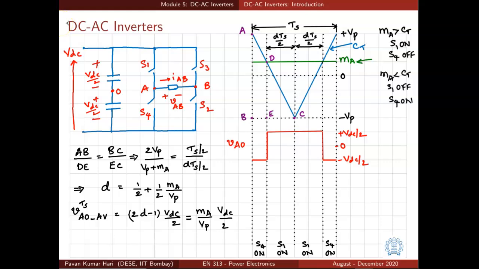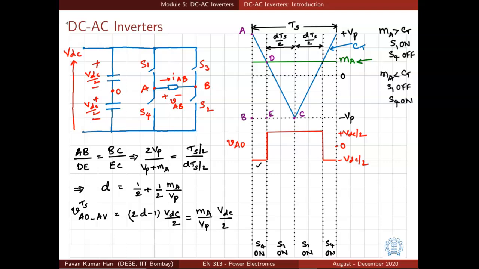And what is the logic for pulse generation? Simple. If Ma is greater than Ct, then S1 on, S4 off. If Ma is less than Ct, S1 off, of course S4 on. That is the logic. So if you follow this logic, when S4 is on, what is VAO? The voltage VAO will be minus VDC by 2. That is in the very first interval.